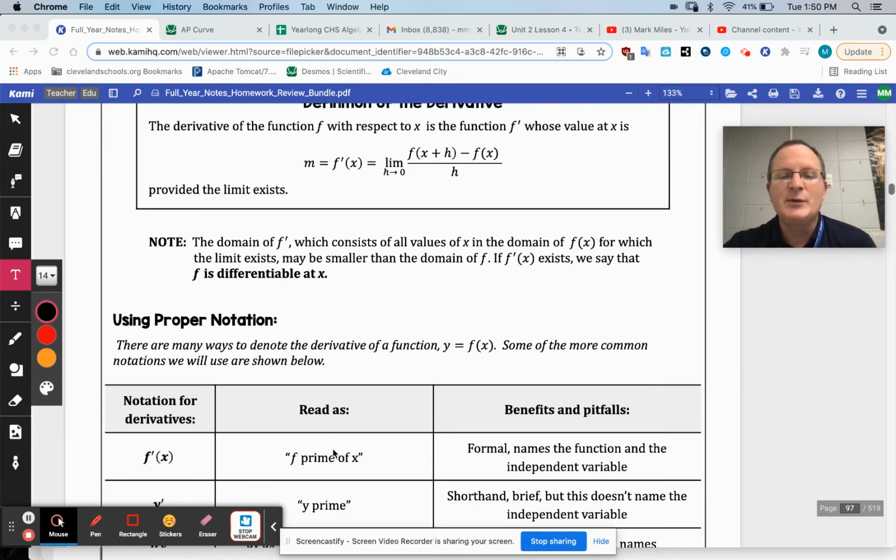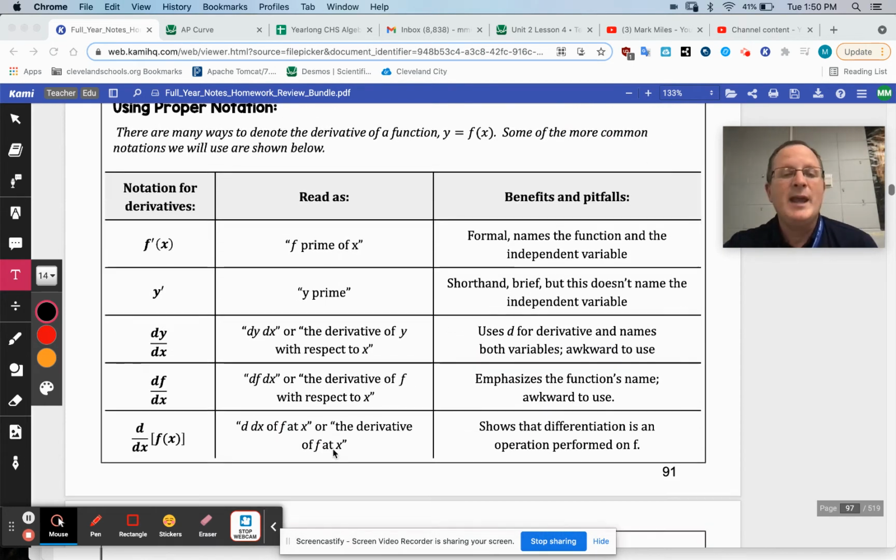All right, so here's the notation. We have f prime of x, and that's the way you say it. The benefits are it's formal. It names the function and the independent variable. That's sweet. y prime is also okay, but you don't know what the variable is, and so that becomes a bit of an issue.